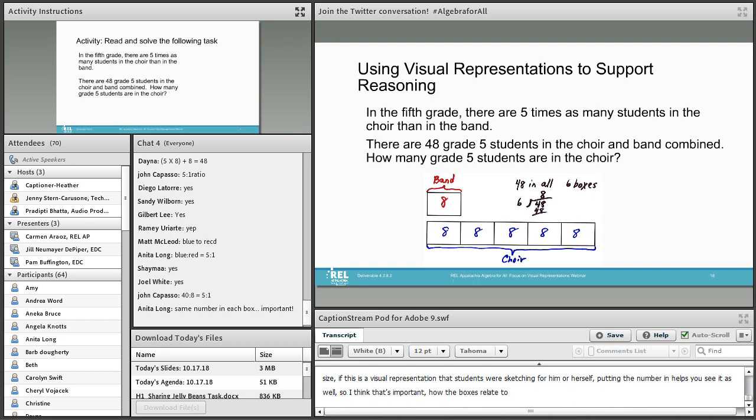I also think what's really neat in this task is how, even though the task is about 5 times as many students in the choir than in the band, students also need to understand that in some ways this task is about 6 boxes, right? There's band and the choir. And that 6 comes from this attention to the band students plus the choir students. And some individuals in the chat at the very beginning mentioned that, and that's really important.